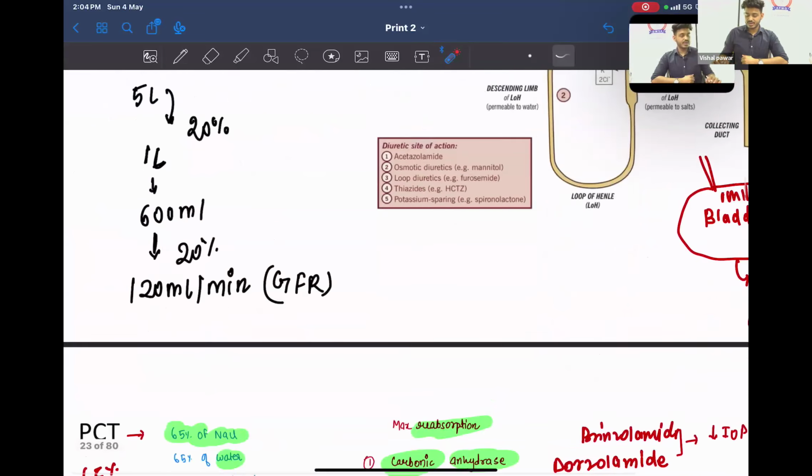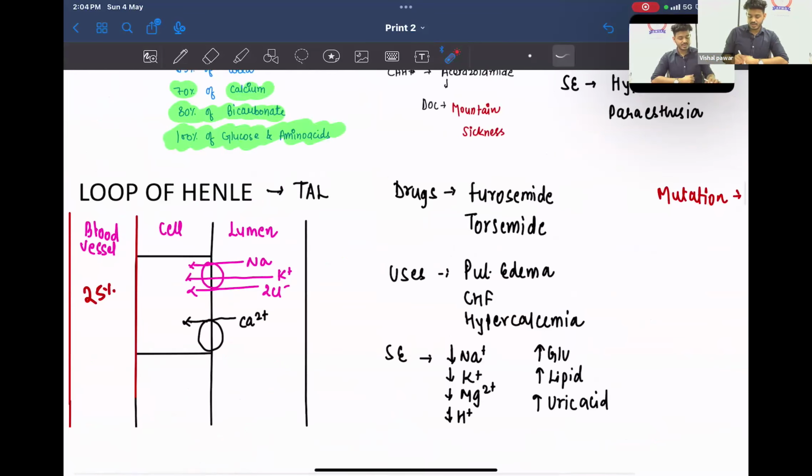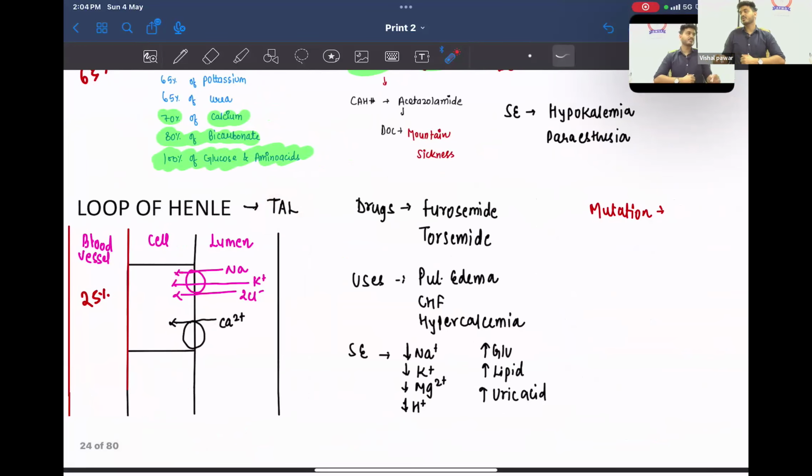Urine. So here, what are you going to have? In the thick ascending limb of the loop of Henle, we have the sodium-potassium-2 chloride pump, and it is going to absorb 25% of the sodium. You can use your drugs here whenever you want to remove the excess of fluid.